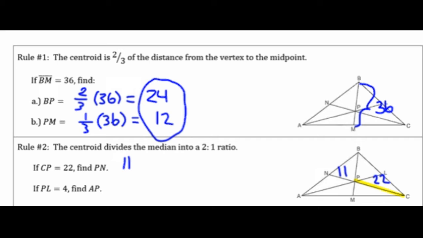Next, the part says that PL equals 4. So from P to L, that distance is 4. You can see this is the shorter part of it, and we want to find the distance AP. Again, it's going to be a 2-to-1 ratio. So if the smaller piece is 4, you would just multiply it by 2 to get the longer piece, which is 8.